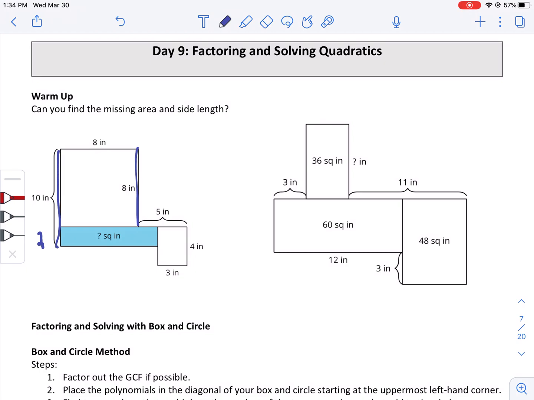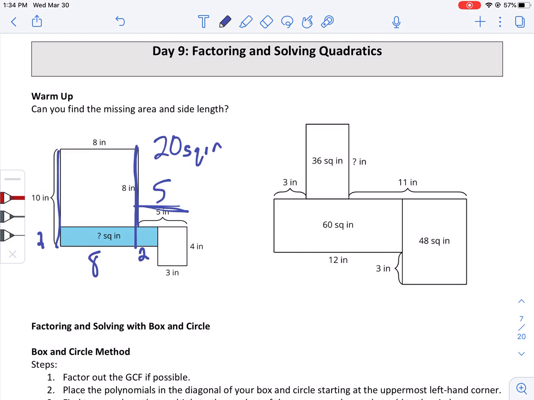And let's see. We know down here this is 8. If this is 5, this is 3. This must be 2, so 2 by 10 is 20 square inches. Then let's see if we can find a length. So we're going to go backwards here.